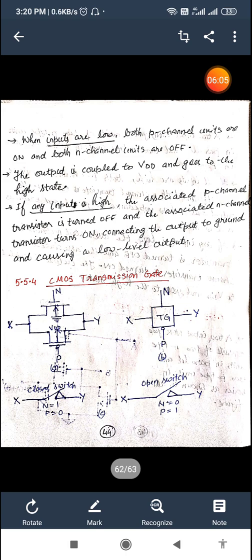Now, figure B shows the block diagram of the transmission gate. Note that the terminal of the P channel gate is marked with the negative symbol. Figure C shows the behavior of the switch in terms of positive logic assignment with VDD equivalent to logic 1 and ground equivalent to logic 0. So, this completes the CMOS.